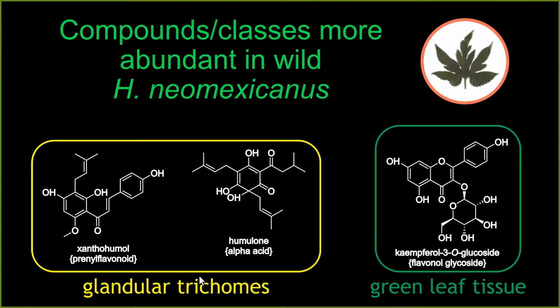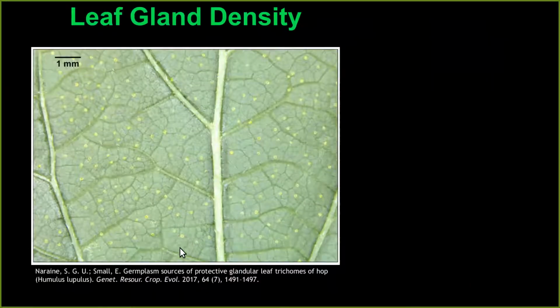So what are these glandular trichomes? So if we look at the underside of a hop leaf, we see all these little yellow dots. And these are the glandular trichomes. So these are specialized structures that produce certain plant metabolites, generally thought to be protective for the plant.